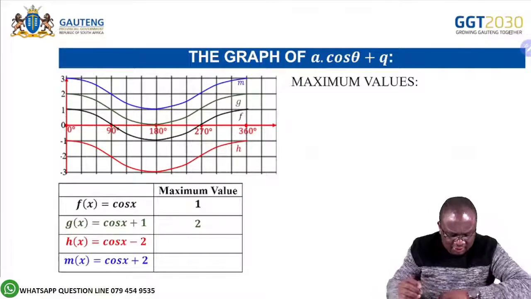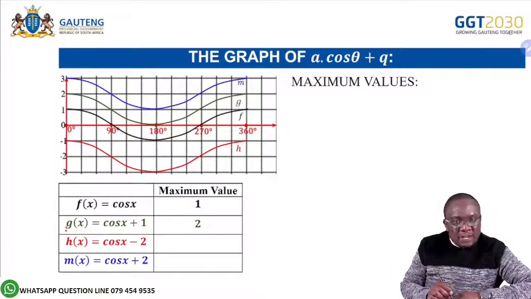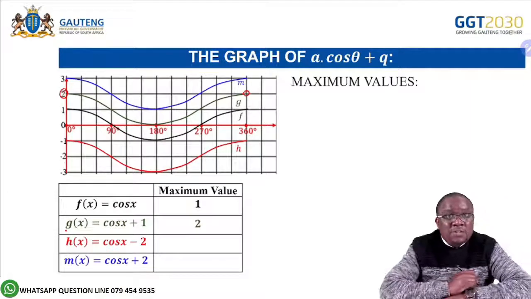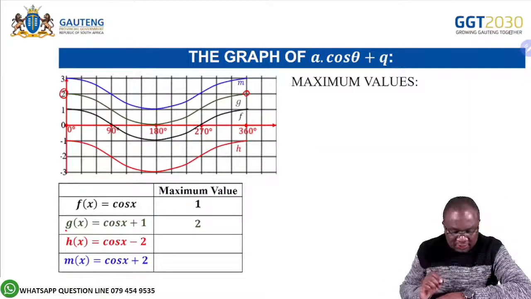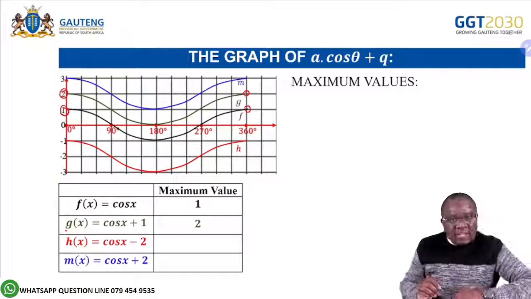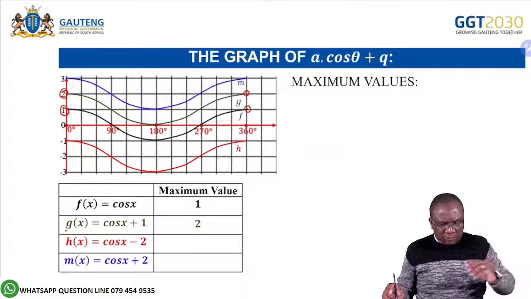Let's start with the graph of g of x, the green one. What is the maximum value? You see here, this is the maximum point here and the maximum point there. So the maximum value is 2. Okay, but before we go to g, I want us to look even at f of x. The maximum value for f of x is 1 here. The maximum value there is 1. Do you see that this graph here has the maximum value at 1? Okay, y is equal to 1 there.